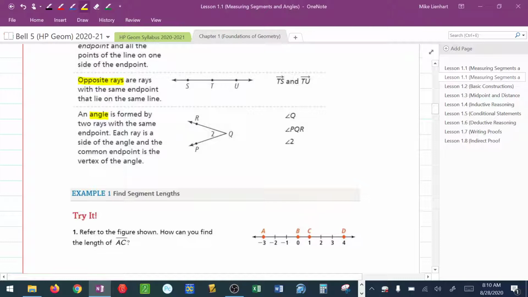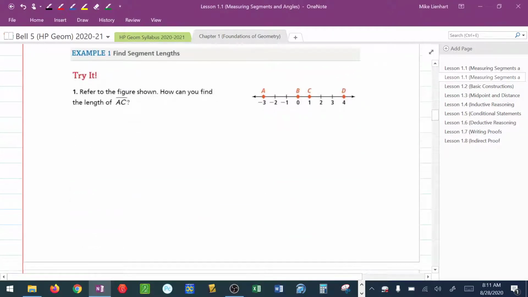Now, an angle is created by taking two rays. So let's look at ray QR and ray QP. If those two rays connect at a single endpoint, Q in this case, but they're not on a straight path, we create something called an angle. This is known as angle Q. If there's a number written inside of it, we can call it by that number. So we call this angle 2. Or we could call this angle PQR. And conversely, we could call this angle RQP. But notice this Q, that common endpoint, also known as a vertex, has to be in the middle.